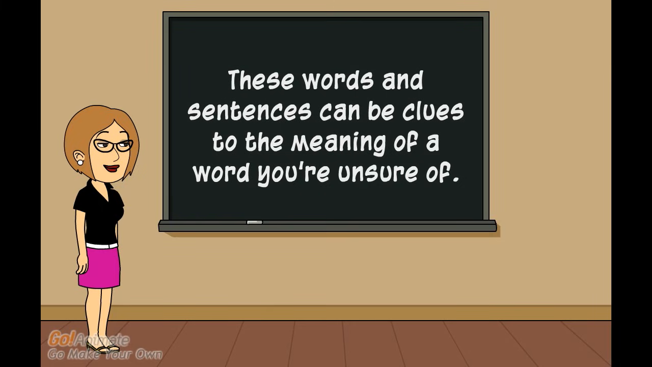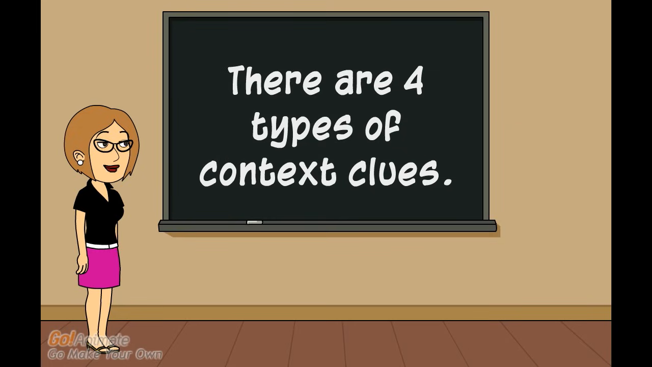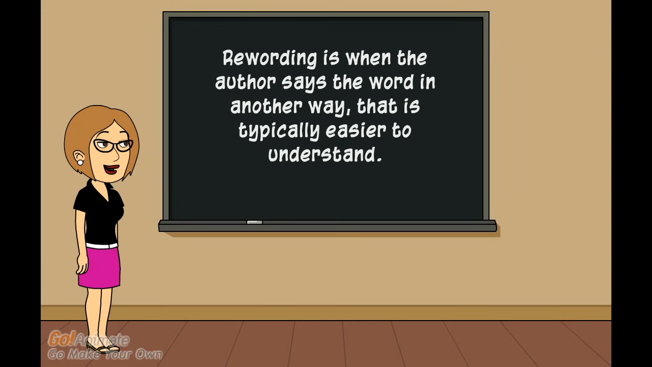As I was saying, these words and sentences can be clues to the meaning of a word you're unsure of. There are 4 types of context clues. The first type is rewording. Rewording is when the author says the word in another way that is typically easier to understand.